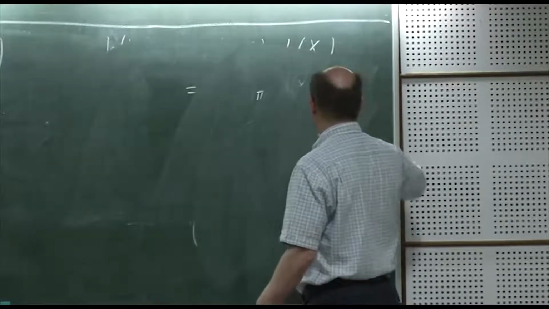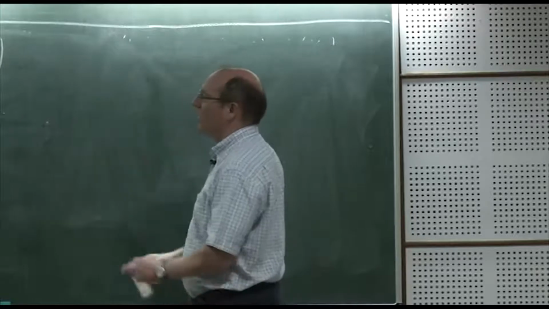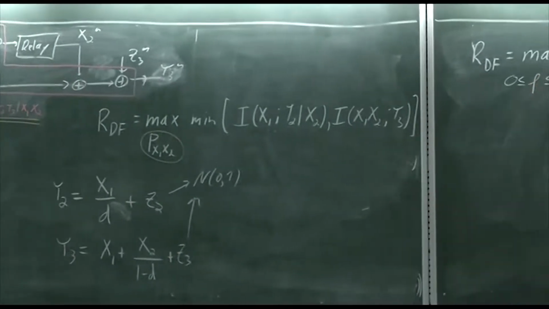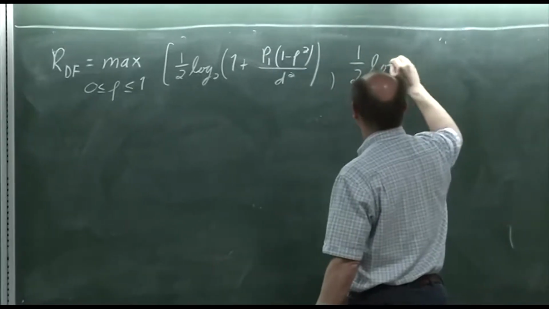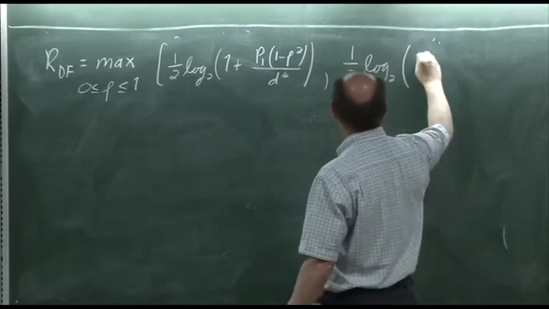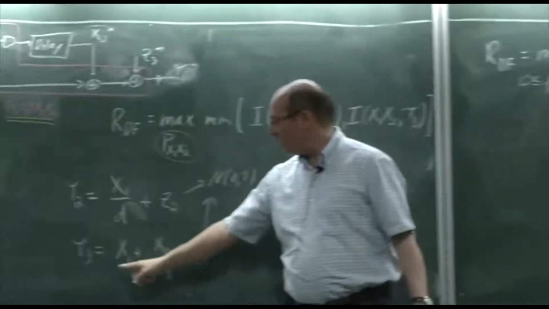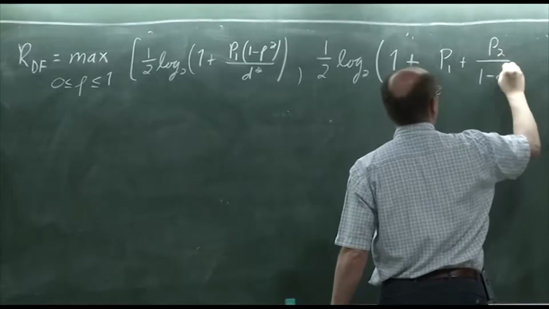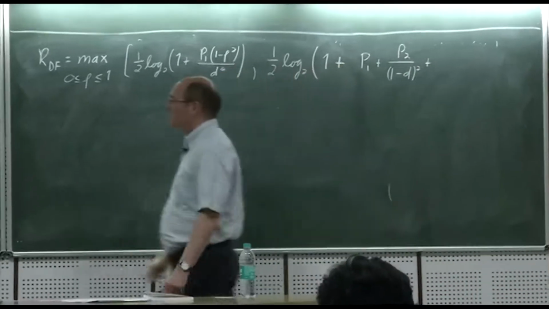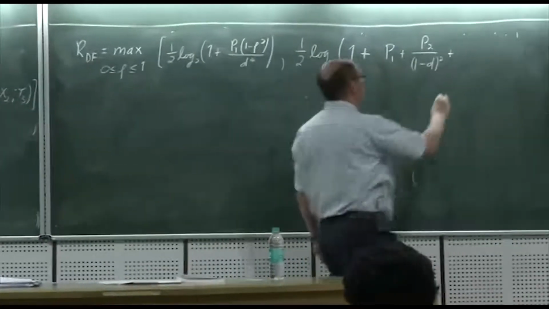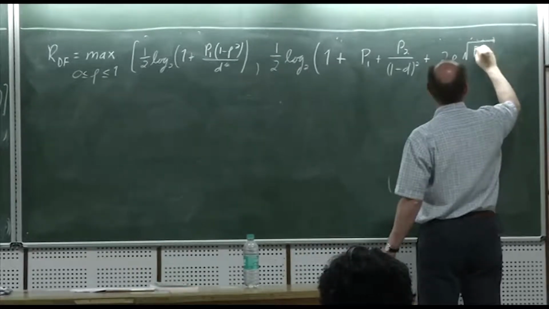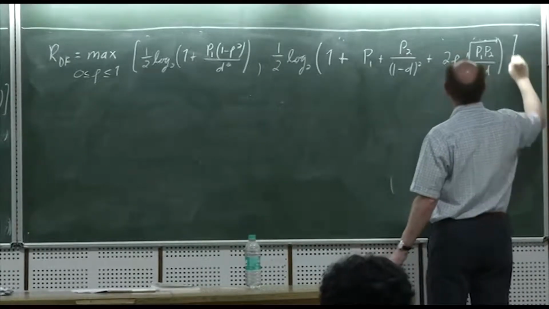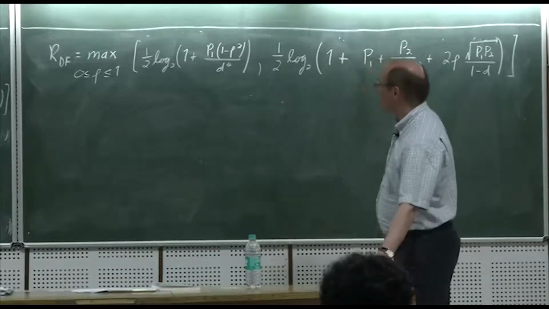The second one will be a little easier because we just have the differential entropy of y3 here, right? It's just h of y3. And what is h of y3? That's just the variance of y3. What's the variance of y3? Well, that's going to be 1/2 log of 1 plus, that's the noise, plus the power, P1 plus P2 (1 minus D squared), plus 2 times the correlation between the two. So it's just going to be 2 rho root of P1 P2 divided by 1 minus D, right? Okay, so there it is. That's the expression. And the rest we have to optimize over rho.